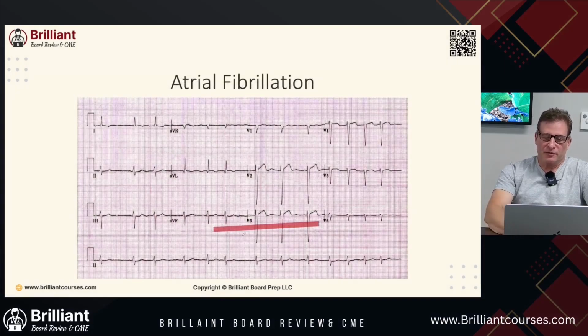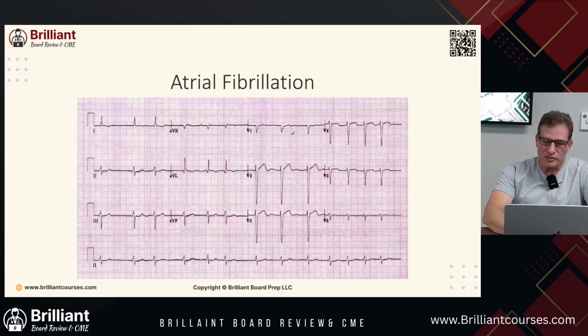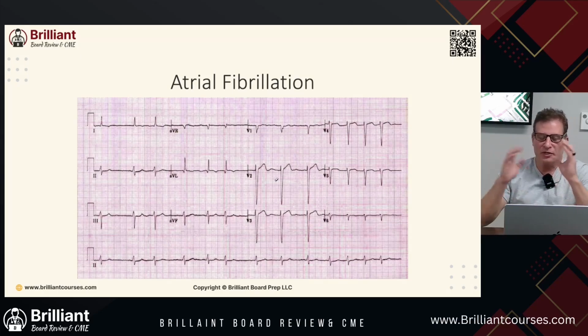So now let's talk about atrial fibrillation. What we're looking at on this slide is, what do we see? We see no P waves. If we went in close, P waves are not visible on EKG in someone with atrial fibrillation. Now, it's irregular QRS complexes, meaning they appear at random intervals.